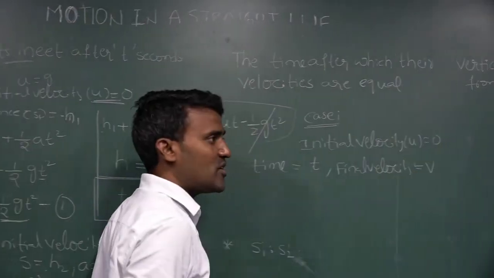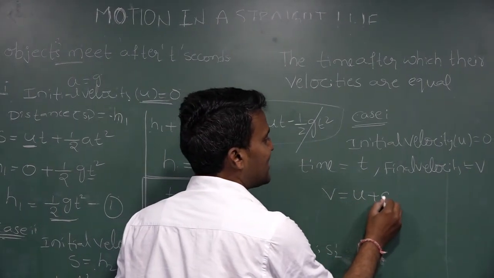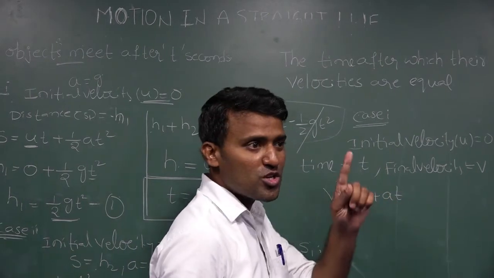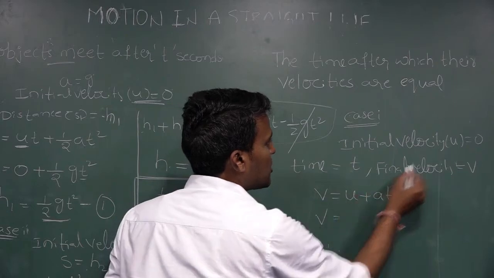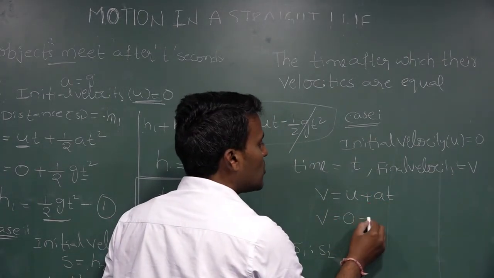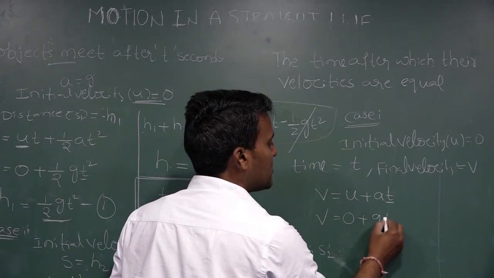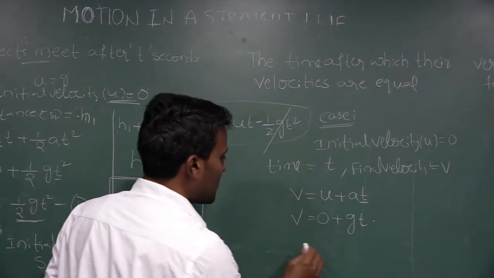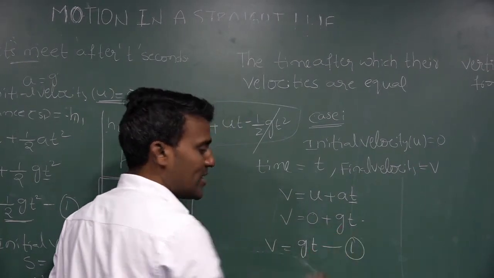Final velocity is v, and I am taking v equal to u plus a t, from the first equation of motion. Final velocity is v, initial velocity is 0, a equal to g, and time is t. So I am writing v equal to g t. That is equation number 1.